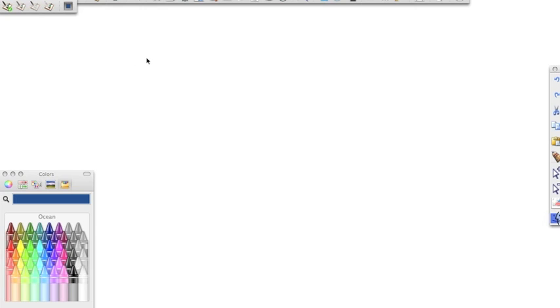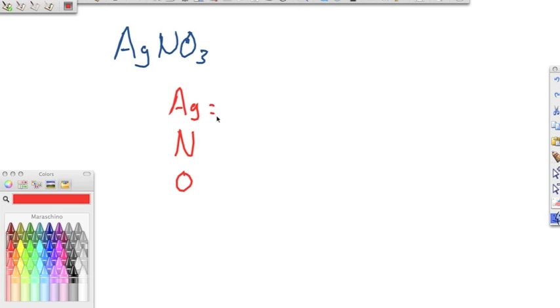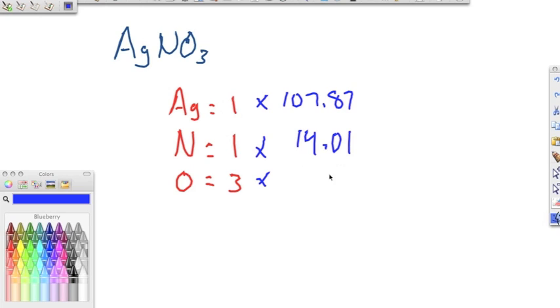Okay, moving on to another example. On this one we're going to take silver nitrate, AgNO3, and do the percent comp for silver nitrate. We do the exact same thing as we did before. We break them up and we see we're going to have silver, nitrogen, and oxygen in this compound. We look at their subscripts and figure out that we have 1 silver, 1 nitrogen, and 3 oxygens. Remember, we multiply those by their atomic masses. Silver has an atomic mass of 107.87. Nitrogen is 14.01. And oxygen is 16.00.